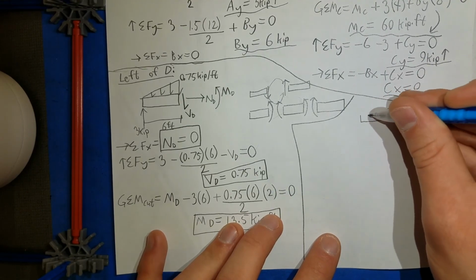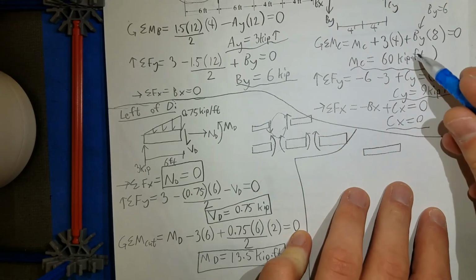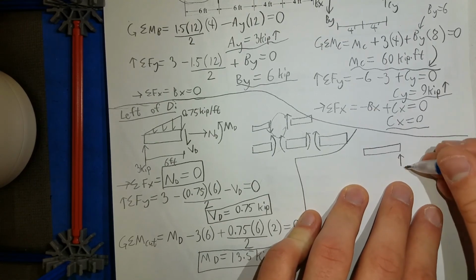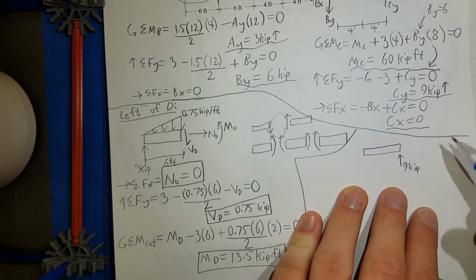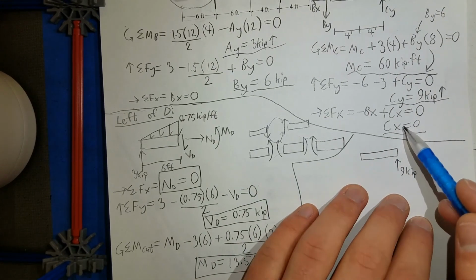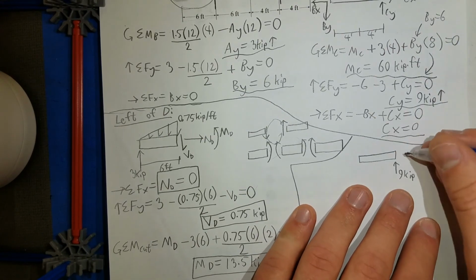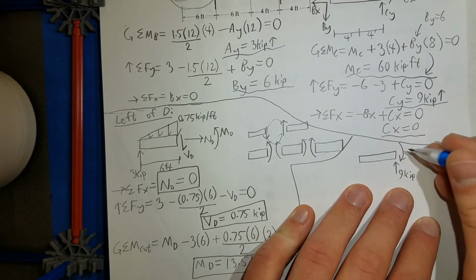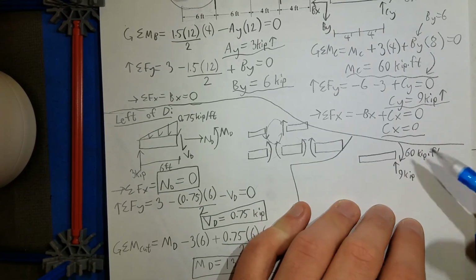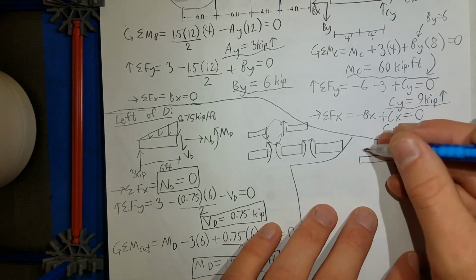So we'll go ahead and draw this in. We're going to have our reactions at C. So we got that the vertical reaction is 9 kips. There is no reaction in the x direction, Cx is equal to 0, so I won't draw that in. And then we'll go ahead and draw the moment in, which we got as 60 kip feet going clockwise. And then at E, we'll also have internal forces.